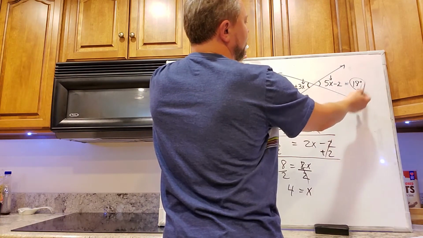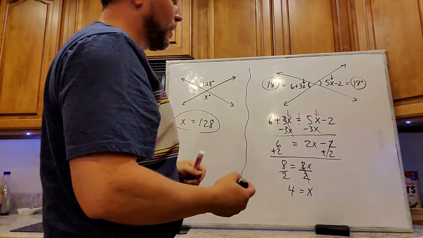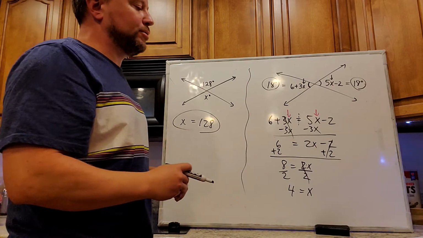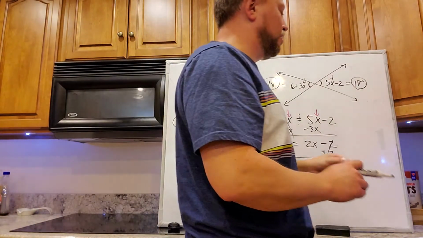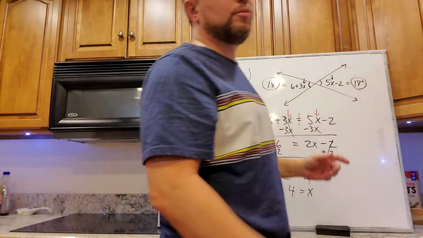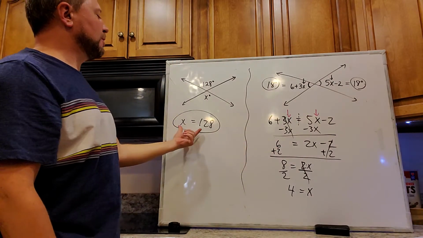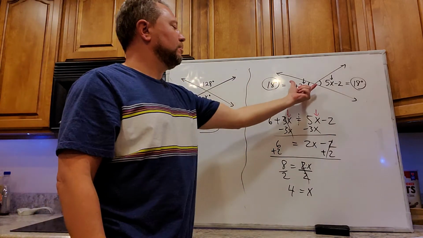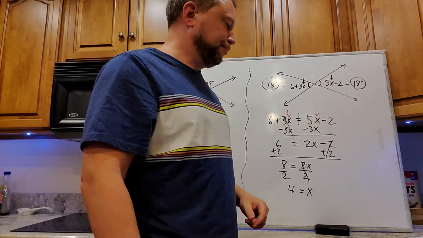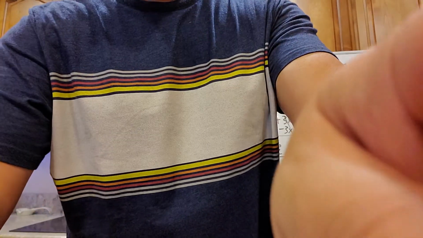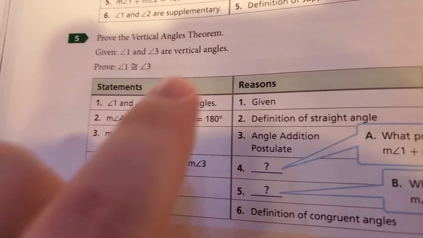If you don't believe me here, 4 times 5 is 20. 20 minus 2, 18. Okay, so you might run into some problems like that on your homework where you have to work with vertical angles. And just remember that vertical angles are equal. Simple as that.